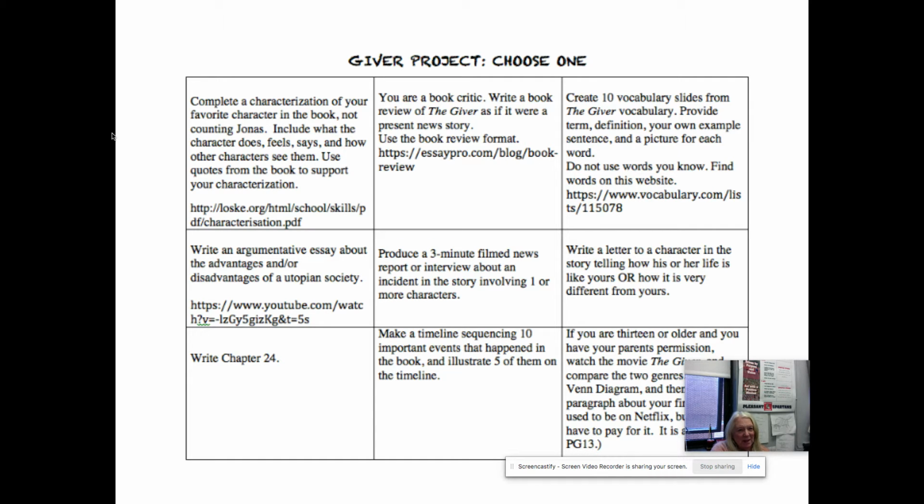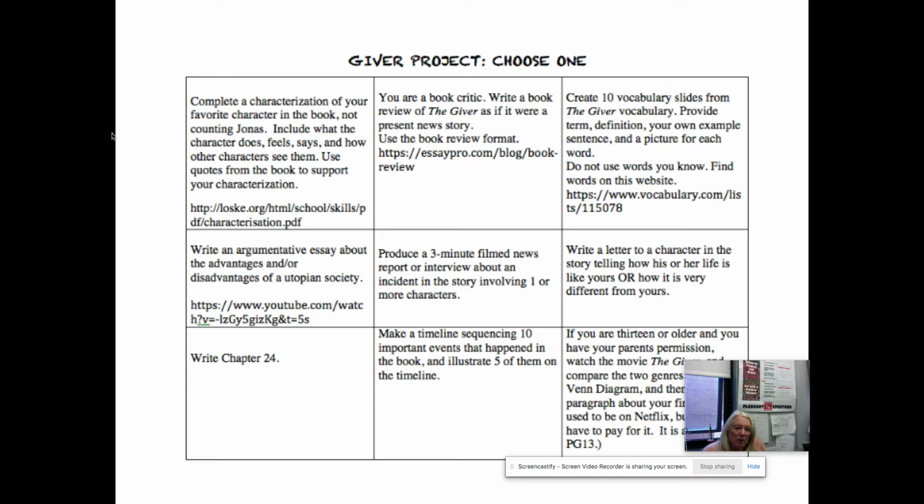The first one is a characterization. You pick a favorite character in the book, not Jonas. So we could pick the Giver. You could pick Asher. You could pick Gabe. You could pick Lily. You could pick Jonas's dad, Jonas's mom. You're going to include what the character does, how he feels, what he says, how other characters see this person. You're going to use quotes from the book to support your characterization. And I put a website there that shows you how to do a characterization that might get you started.